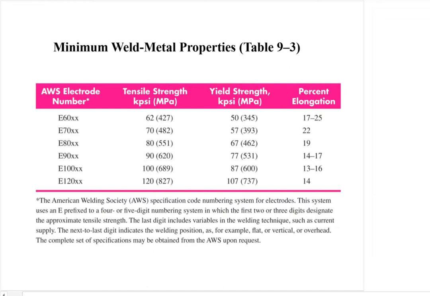So here are tables 9.3 through 9.6. These are the American Welding Society electrode numbers, and then your weld tensile and yield strengths are going to be based on what electrode you used. Certain electrodes work better with certain materials, so you might not have that much of a choice. But this is definitely useful to know.